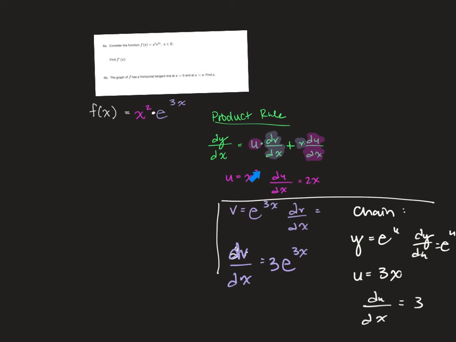Okay, so now we have u, we have the derivative of u, we have v, we have the derivative of v, so let's just product rule this all together. F prime is going to be, again, that's the same as dy dx, u, which is x squared, times the derivative of v, which is going to be 3 e to the 3x, plus e to the 3x times 2x. That is our derivative, the whole shebang.